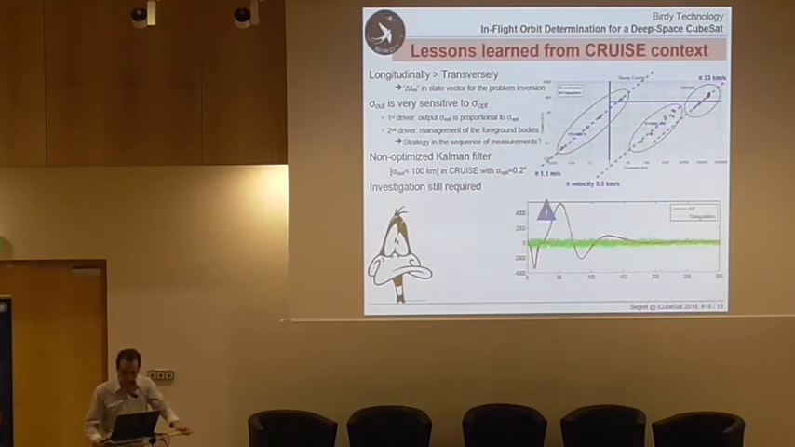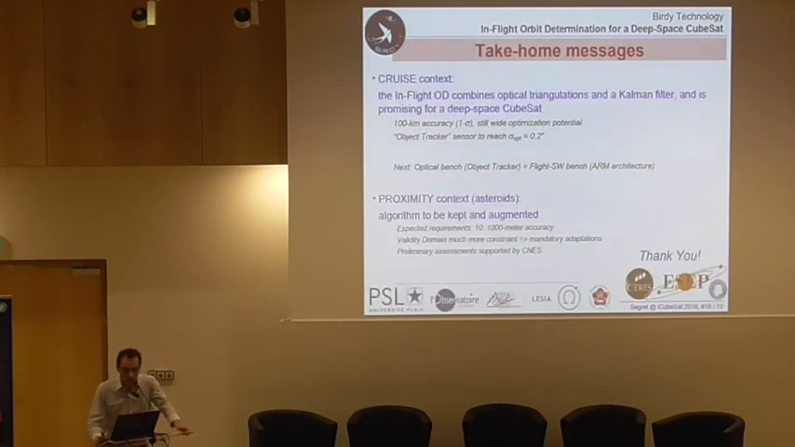It must be, and it will be optimized. So that's it. We demonstrated that we can expect 100 kilometer accuracy at 1 sigma already in cruise context. Next steps will be to develop the hardware to demonstrate this optical sensor, the so-called object tracker, in order to reach 0.2 arcsecond accuracy.